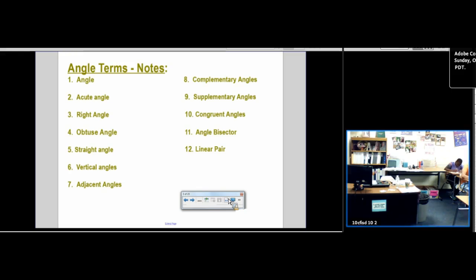Number 1, angle. There are 4 types of angles. You're writing them down right now. Number 2, acute. Acute, right, obtuse, straight. Then we might have some new words for you. Number 6 is vertical. Number 7 is adjacent. That's how you say that, adjacent. Number 8, complementary. Number 9, supplementary. Number 10, that's old news, congruent angles. 11, angle bisector. And last of all, linear pair.